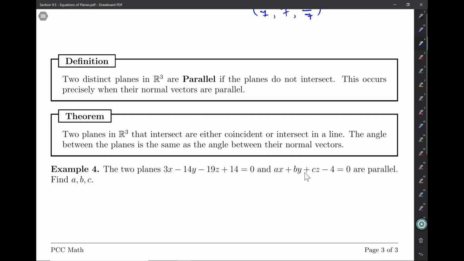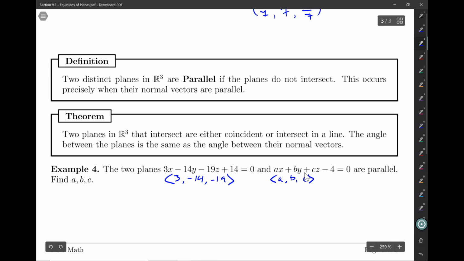Let's say we have two planes and we know that these planes are parallel. One plane has a linear equation, 3x minus 14y minus 17z plus 14 equals 0. And the other plane has equation ax plus by plus cz minus 4 equals 0. So we know the direction numbers for the first plane, but we don't know the direction numbers for the second plane. Well, the first plane has a normal vector of 3, negative 14, negative 19. These are the coefficients of x, y, and z, respectively. The normal vector for the second plane is a, b, c.